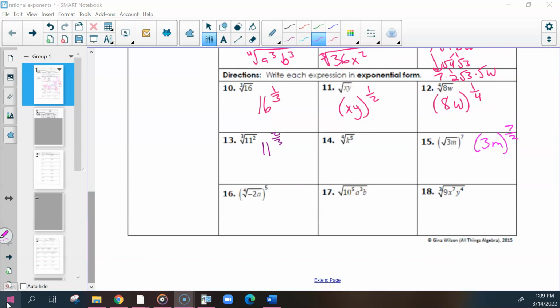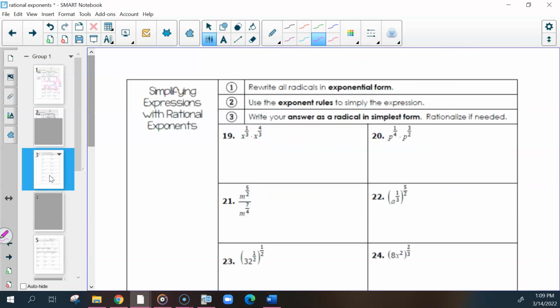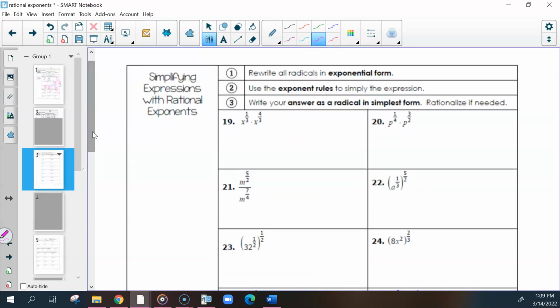Now we're going to get into the actual simplifying piece of this. So when we are simplifying expressions with rational exponents, we're going to rewrite all the radicals in exponential form, because that'll just be the easiest. Use our exponent rules to simplify, and then write our final answer as a radical. That would look something like this. So we're going to start off with 19.